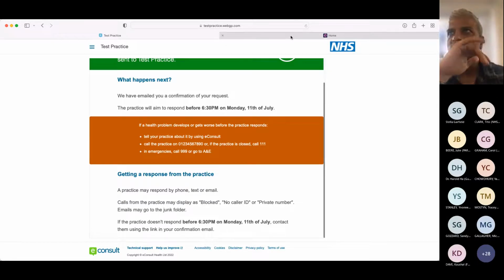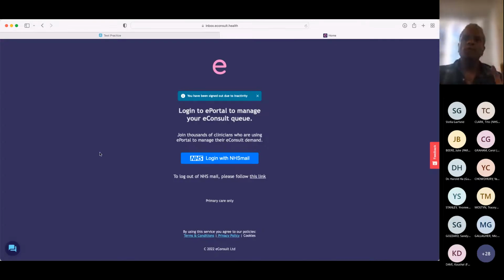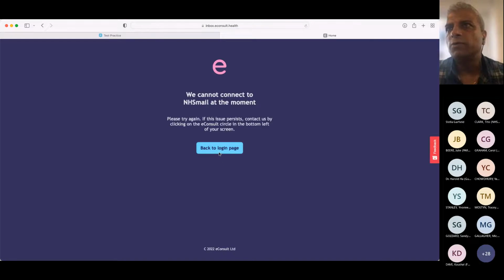Now I'm going to flick across into the smart inbox. Now, as I said, this is completely cloud-based and access is via NHS Mail single sign-on. I'm going to log in via that. Try that again.